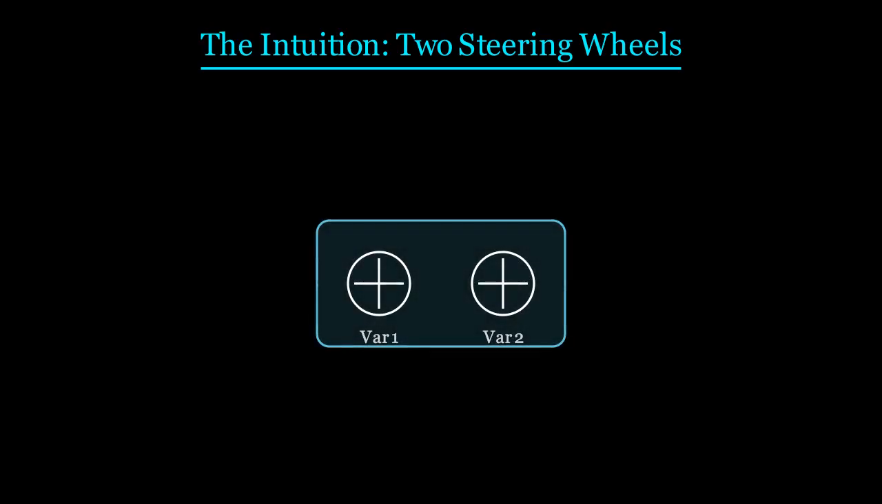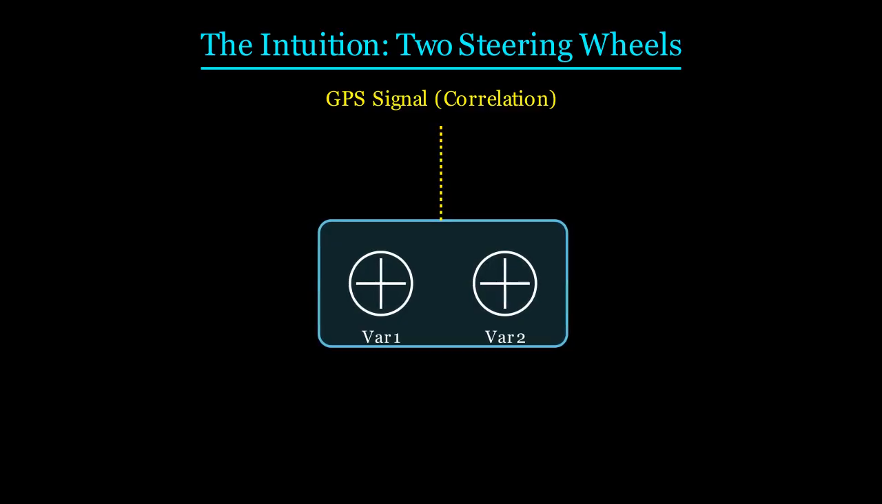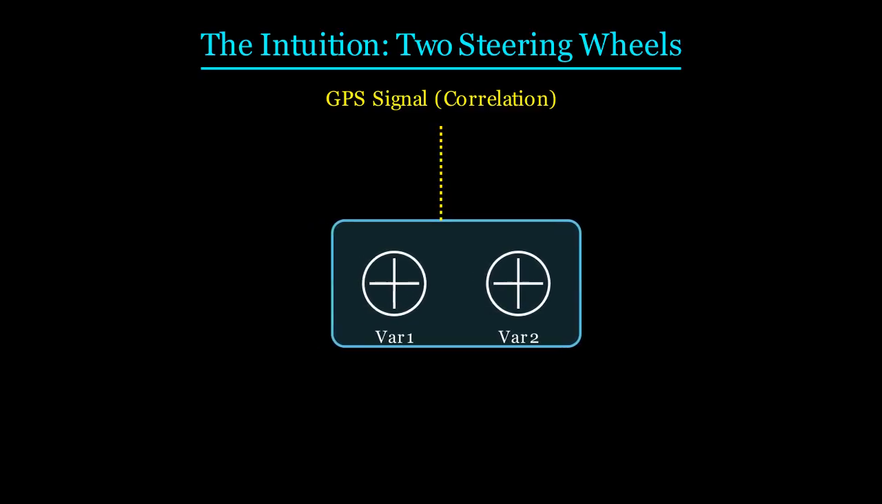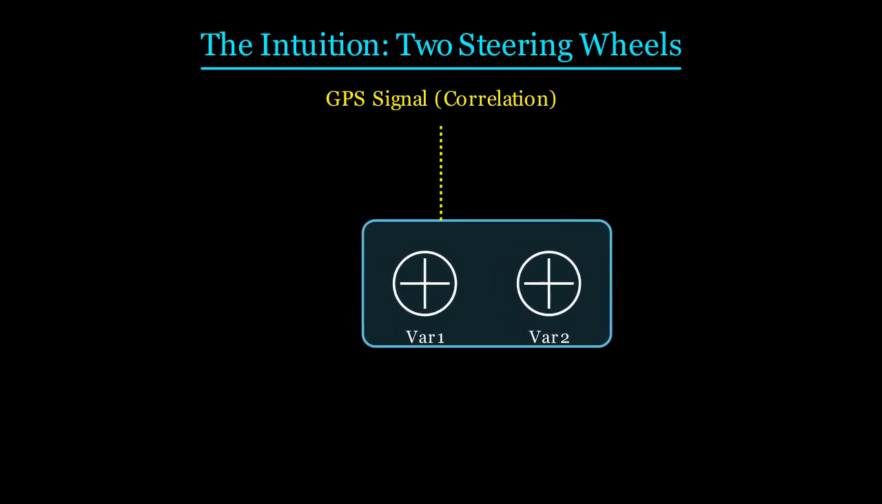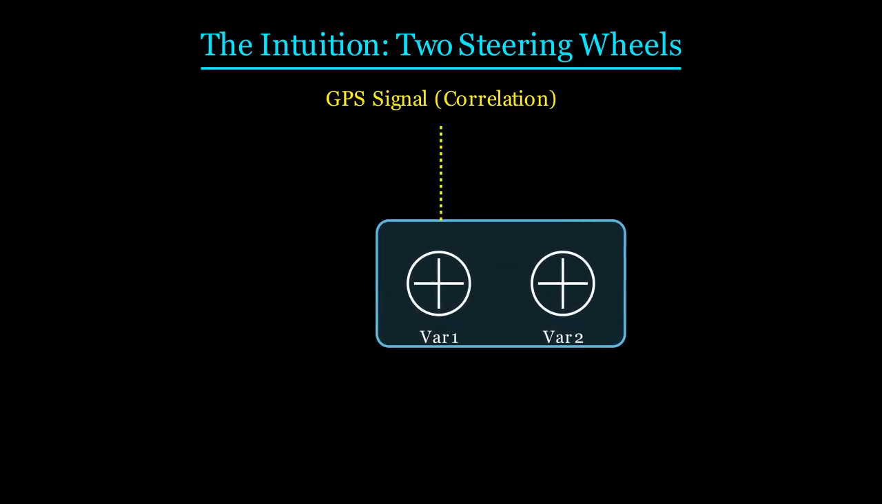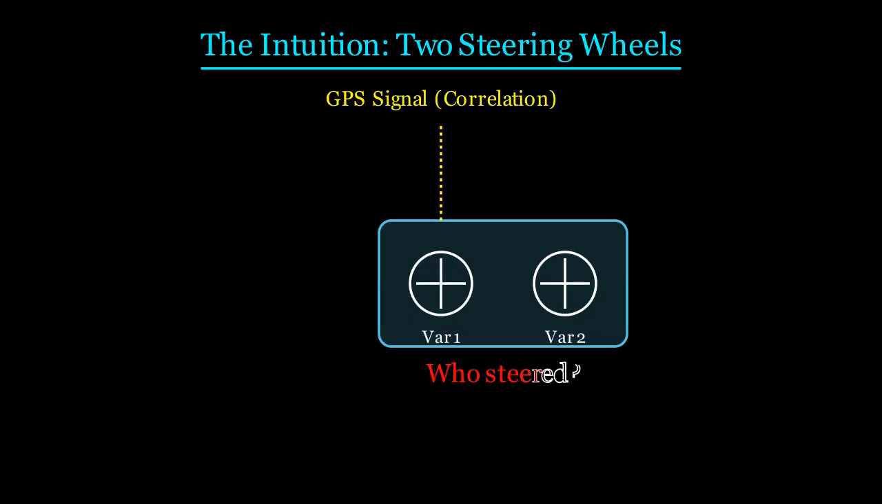Imagine you are driving a car, but instead of one steering wheel, there are two. Both drivers are trying to steer the car based on the same GPS signal. If they both move in perfect sync, you can't tell who is actually controlling the car. This is multicollinearity: when two or more independent variables are so highly correlated that the model cannot distinguish their individual effects on the target variable.